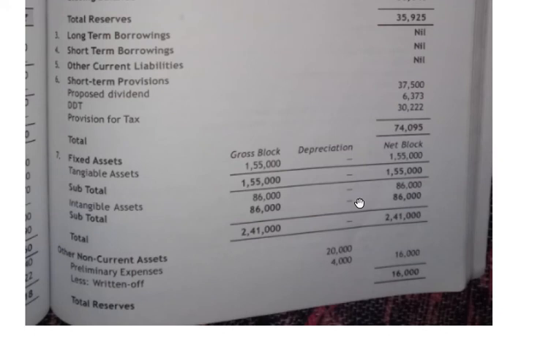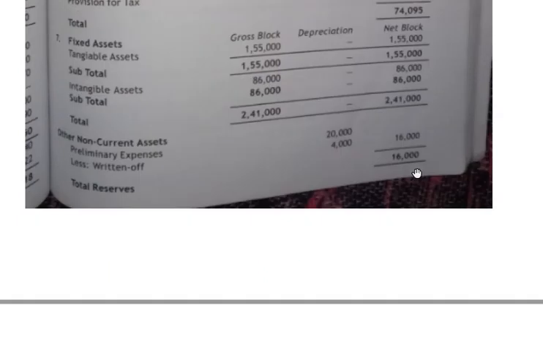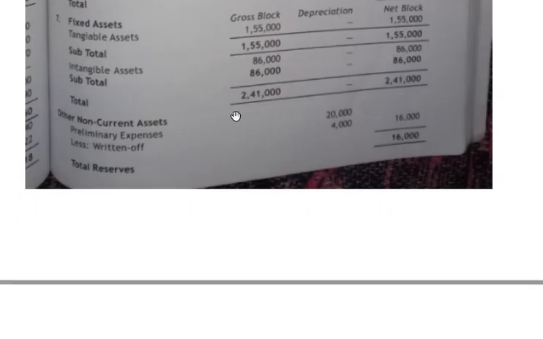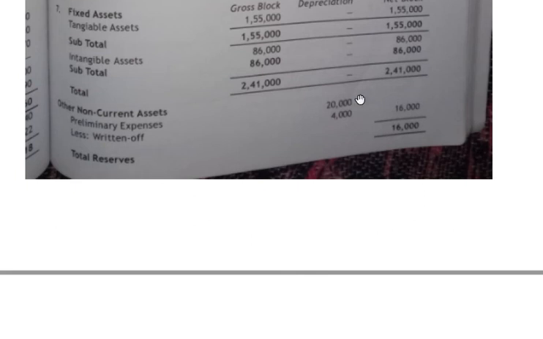Next we have fixed assets. They have not deducted any depreciation, so let's see the depreciation and the net block. So fixed asset, tangible asset, we have 1,55,000. Depreciation they have not told, so net block is 1,55,000. Intangible asset 86,000. Depreciation they have not told, so net block is 86,000. So you total it up, you get 2,41,000. Other non-current asset, preliminary expenses is 20,000 minus your write off of preliminary expenses, which is 1/5. 20,000 into 1/5 is 4,000, which gives you 16,000.